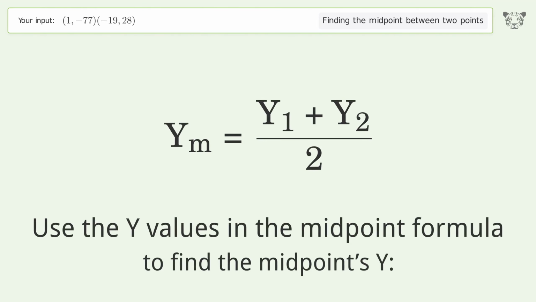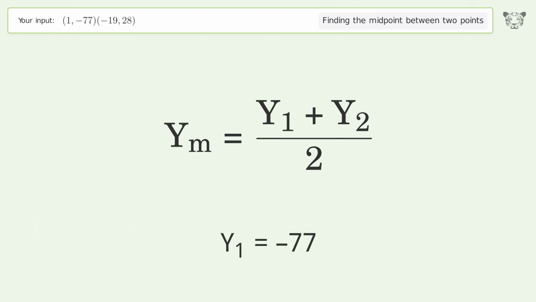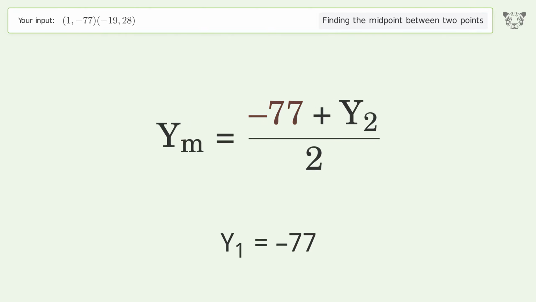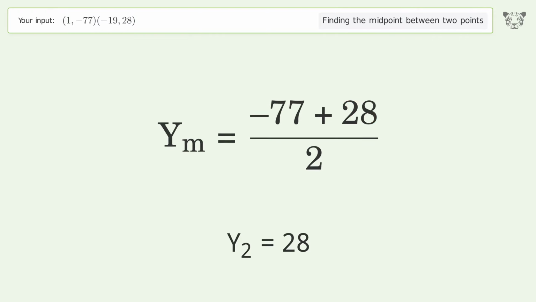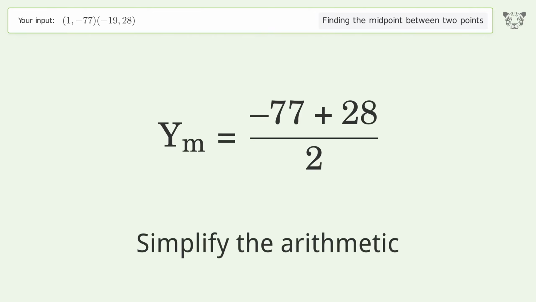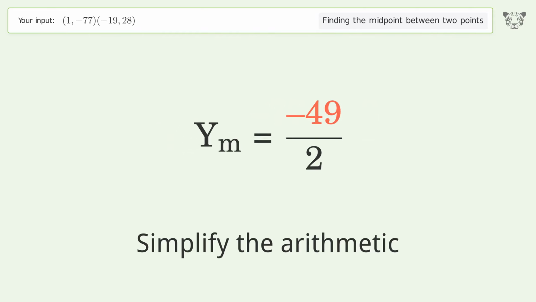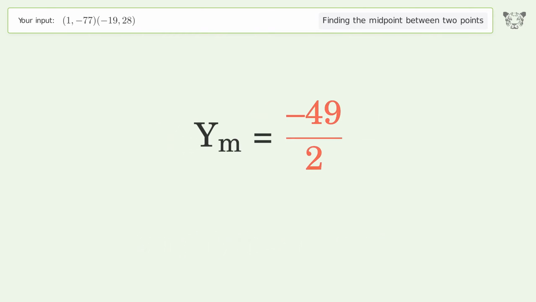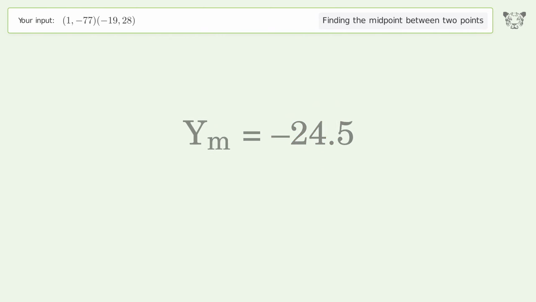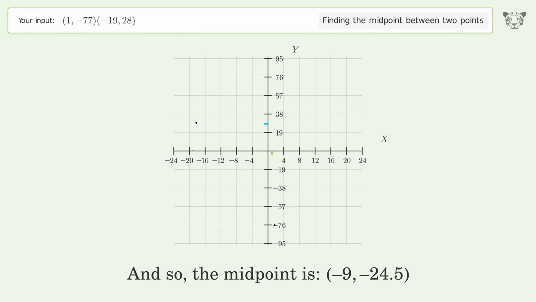Use the y values in the midpoint formula to find the midpoint's y. y1 equals -77. y2 equals 28. Simplify the arithmetic. And so, the midpoint is -9, -24.5.